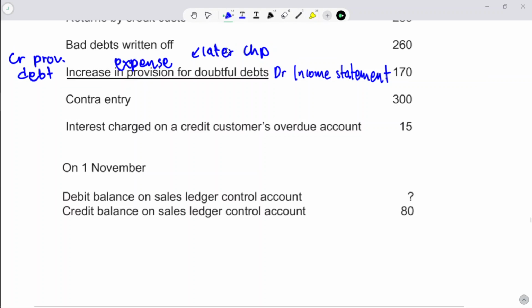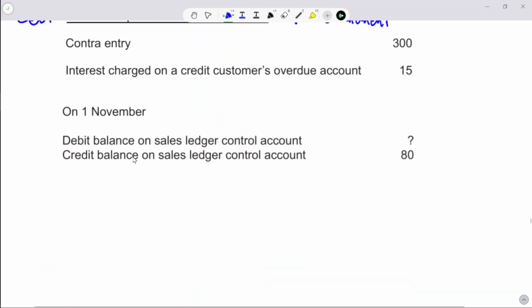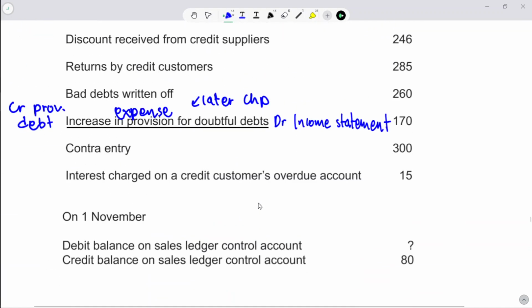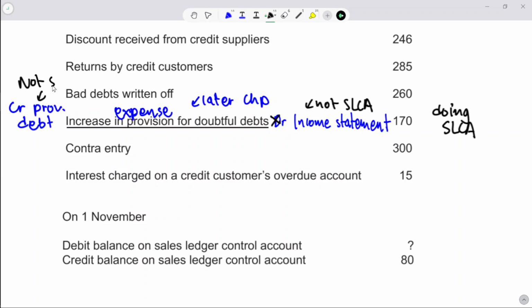This one will be done in the third chapter. Now we are doing what account? SLCA, right? This one is not SLCA, so remove it. This one also not SLCA, so remove it. So this one don't record it.